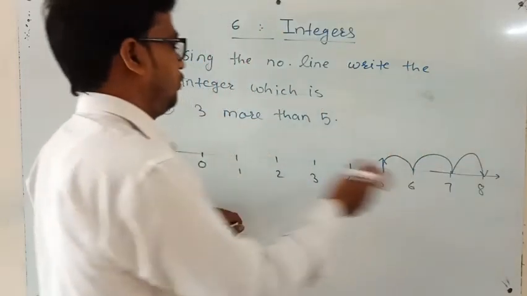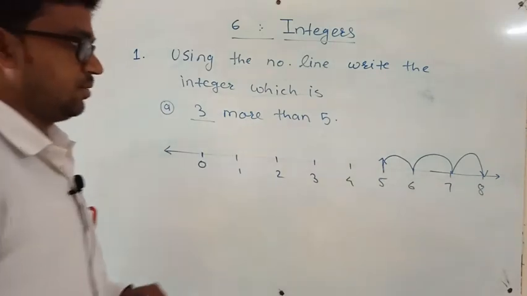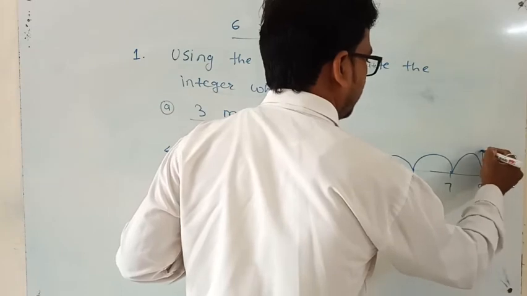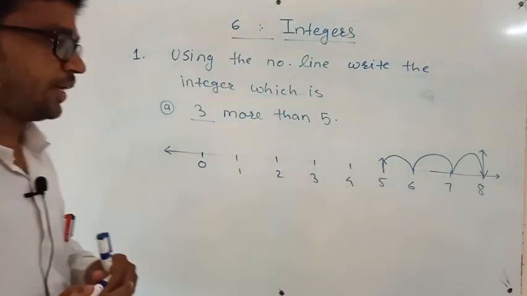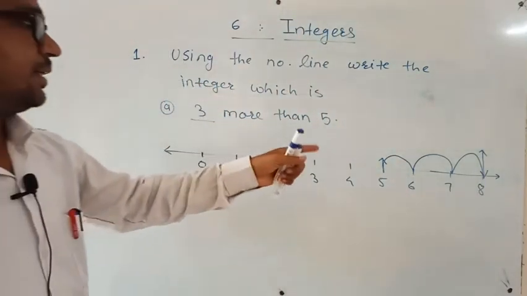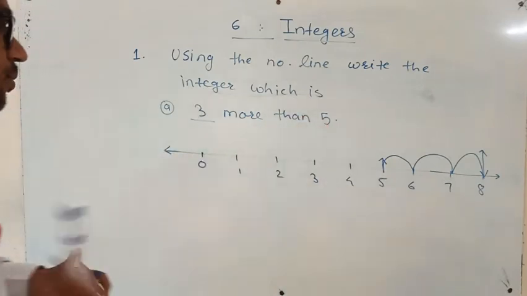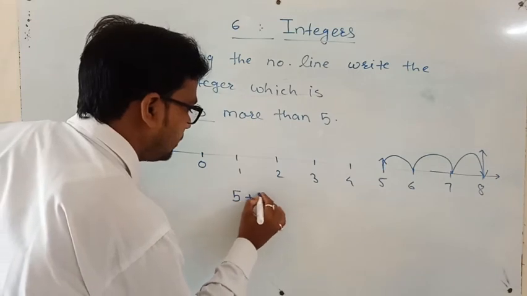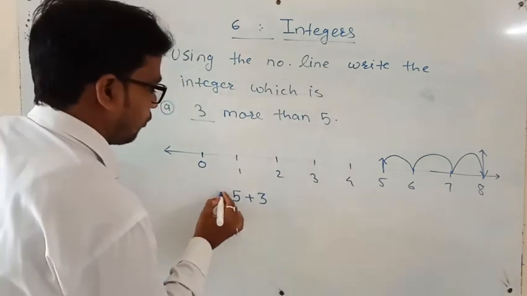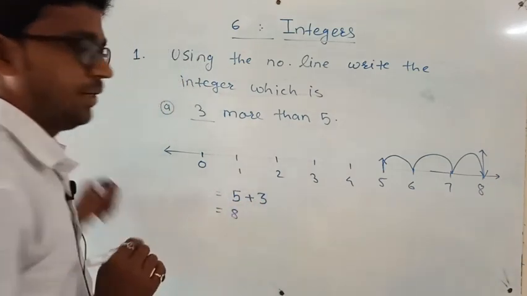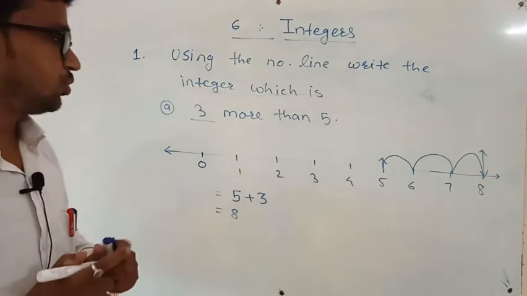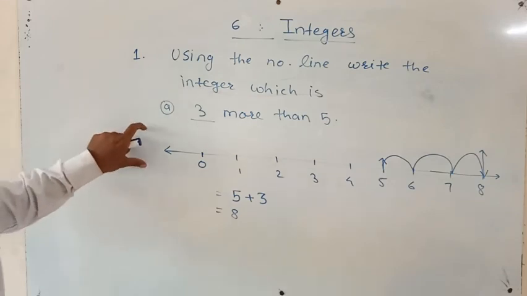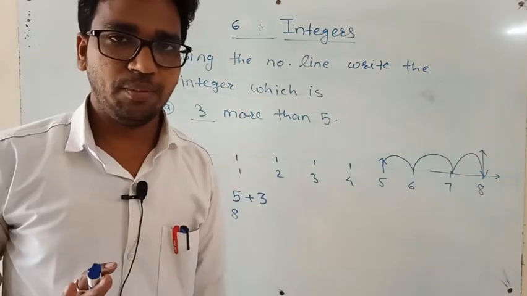So when we move 3 places, then what we get? We get the number 8. Okay, so the answer is 8. 3 more than 5 means how to write this? 5 plus 3. So 5 plus 3 is equal to 8. Okay, so all the questions from question number 1 you have to solve using the number line.